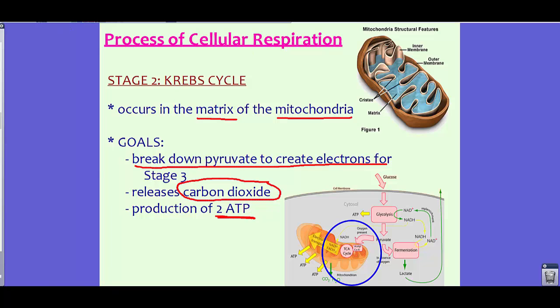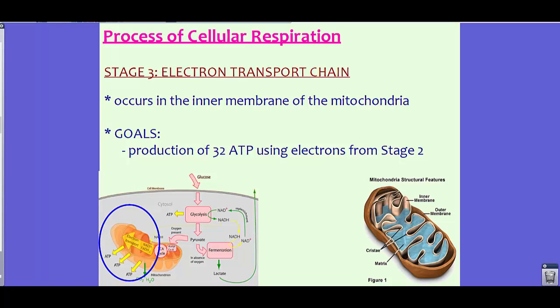And now in the stage 3, which is known as the electron transport chain, this is the main step here. This is the big one that produces the most ATP molecules. So the electron transport chain, the third stage, occurs in the inner membrane of the mitochondria. So if you take a look at the picture, it's in that blue circle over here on the left hand side of the orange mitochondria. Now the goals here are basically to produce your 32 molecules of ATP. And it's going to use those electrons that were formed from the Krebs cycle.